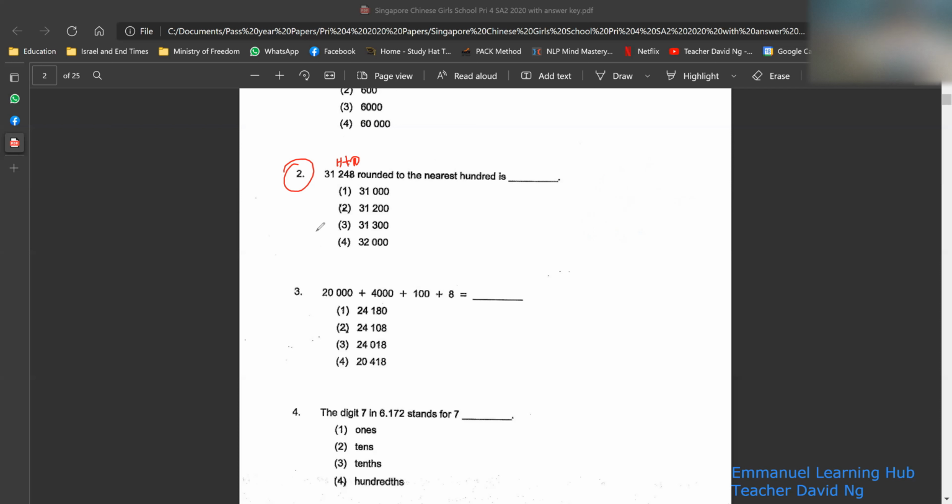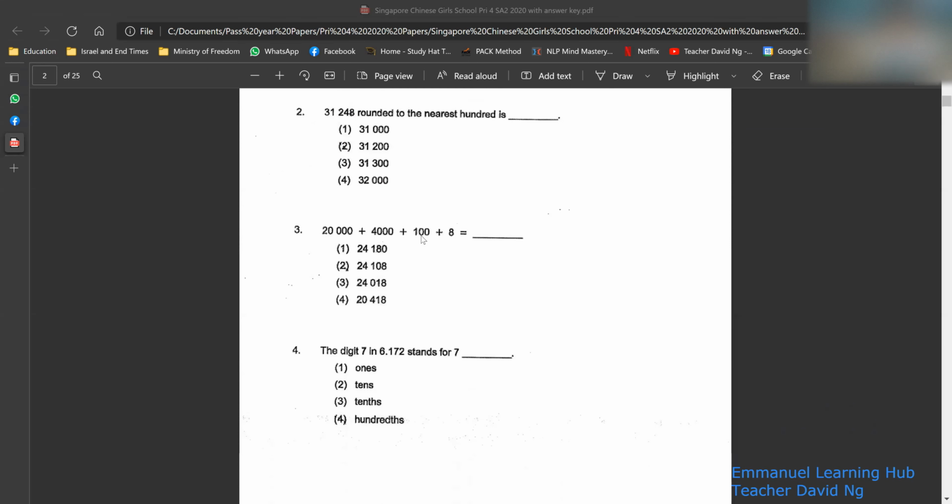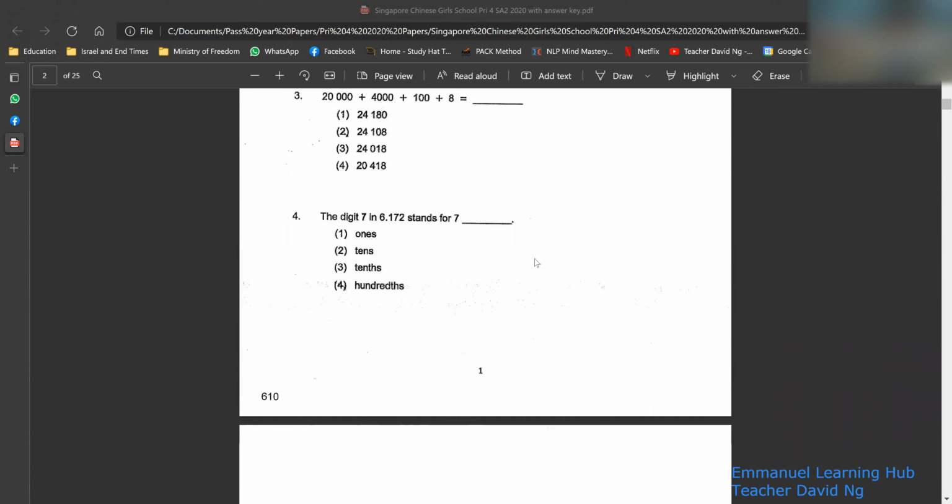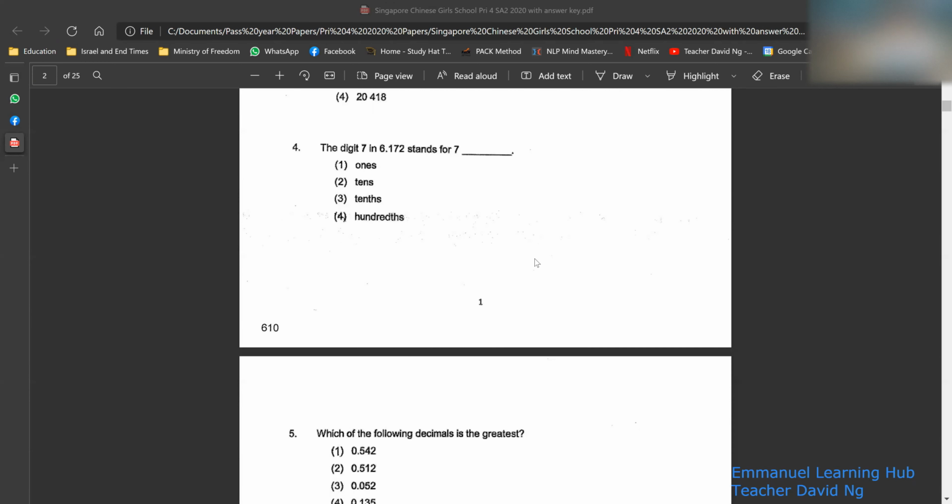Number 4. Very good. So for 4, do you round up or round down? Round down. So when you round down, what is the eventual answer you will get? 31,200. Very good. So the answer is number 2. Okay, what's your answer for number 3? Number 2. Good, you got it right. How about number 4? Number 4. Good, you got it right.